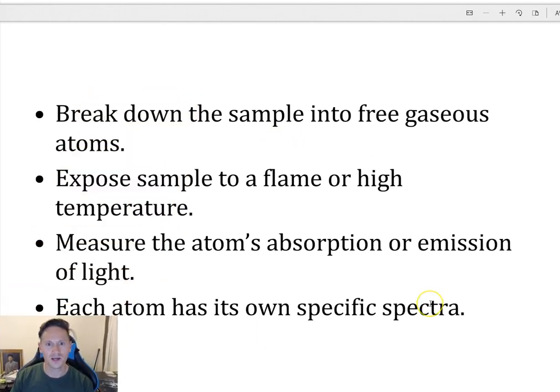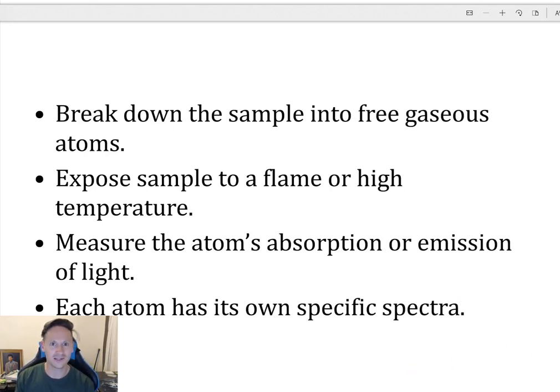So basically what happens is the sample's broken down into free gaseous atoms. So the sample needs to be heated up. It's exposed to a flame or to high temperatures. We measure the atom's absorption or emission of light, which we'll go into in a minute. And the important thing is that each atom has its own specific spectra.